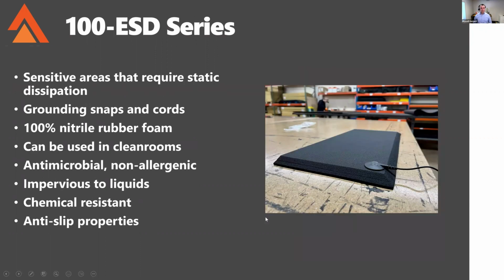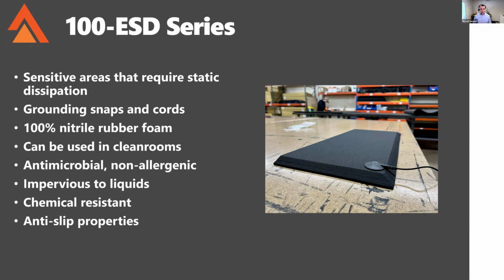The next one is our ESD. So for any areas that are sensitive, require static dissipation, you will be thinking about having an ESD mat in those areas. So with the 100 ESD series, it has a carbon black additive, which makes it ESD safe. And so you want to think about things like that.